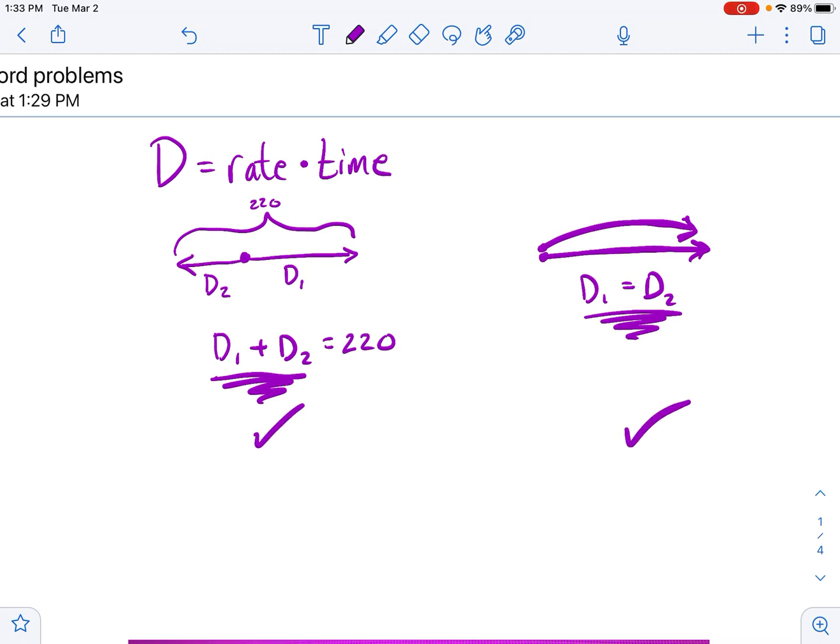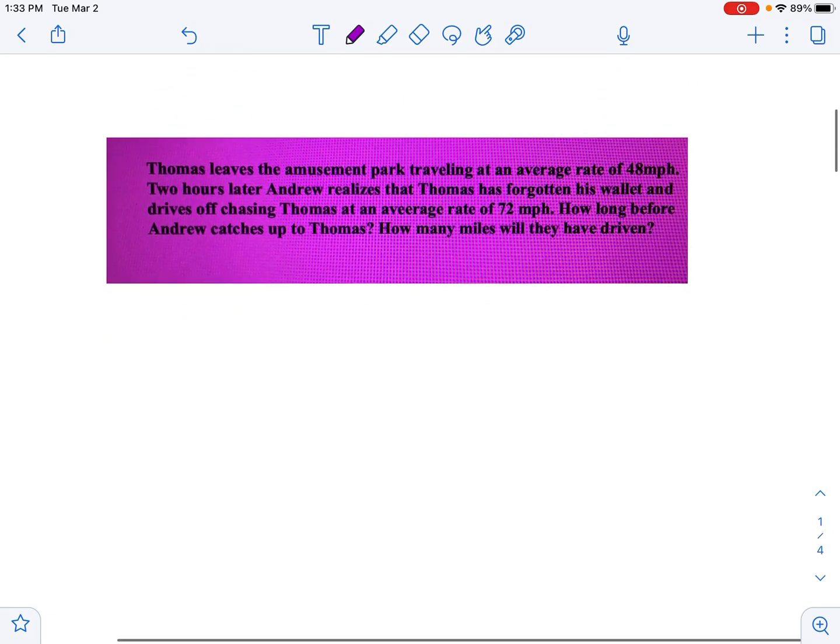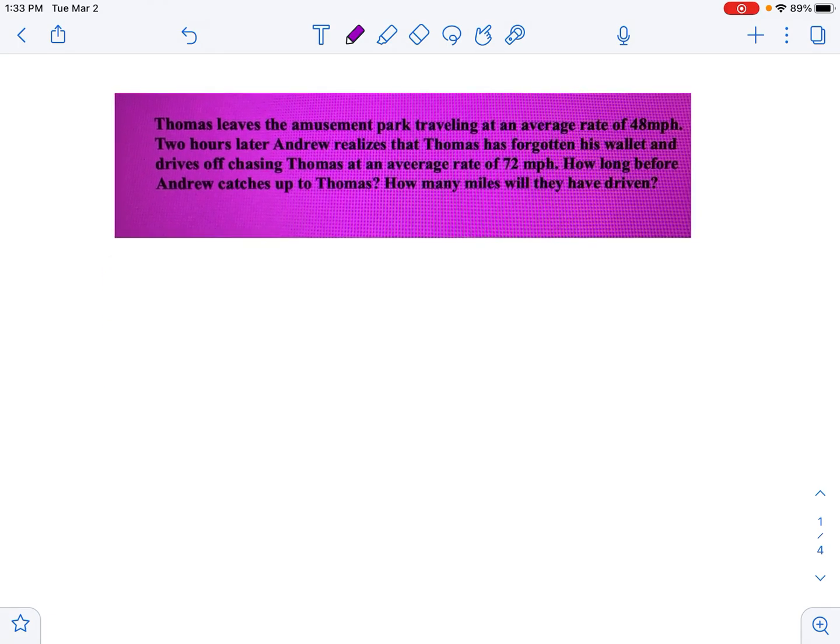So, Thomas leaves the amusement park, traveling at an average rate of 48 miles an hour. 2 hours later, Andrew realizes that Thomas has forgotten his wallet and drives off chasing Thomas at an average rate of 72 miles per hour. How long before Andrew catches up to Thomas?